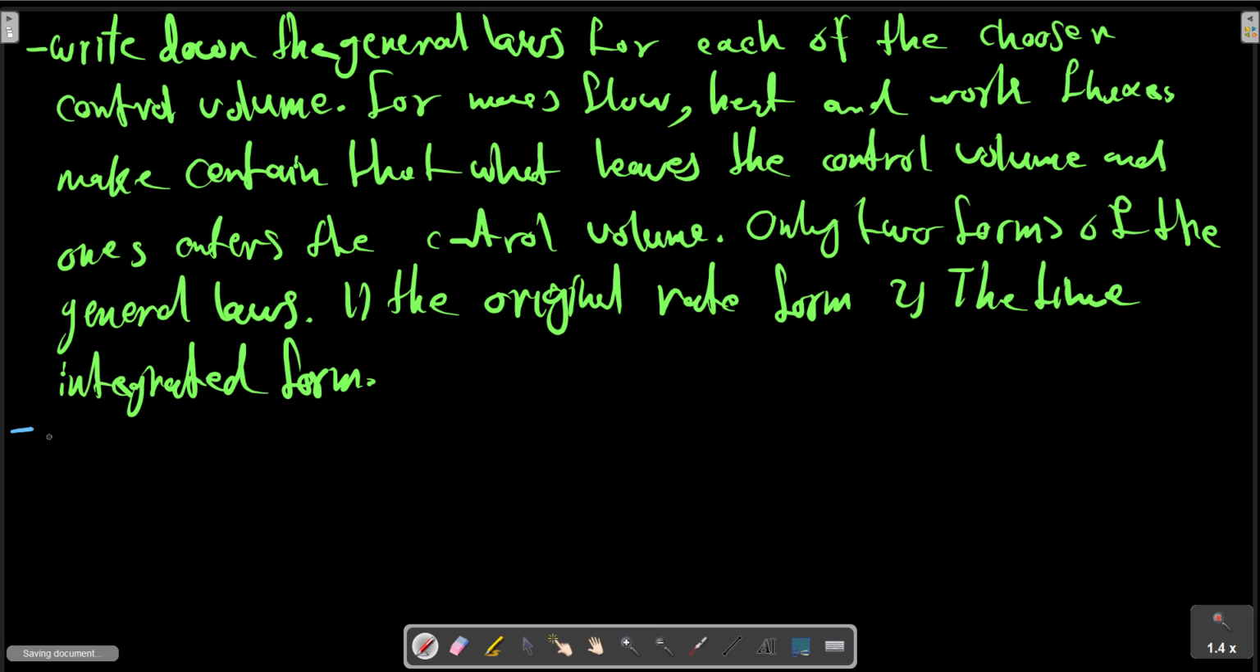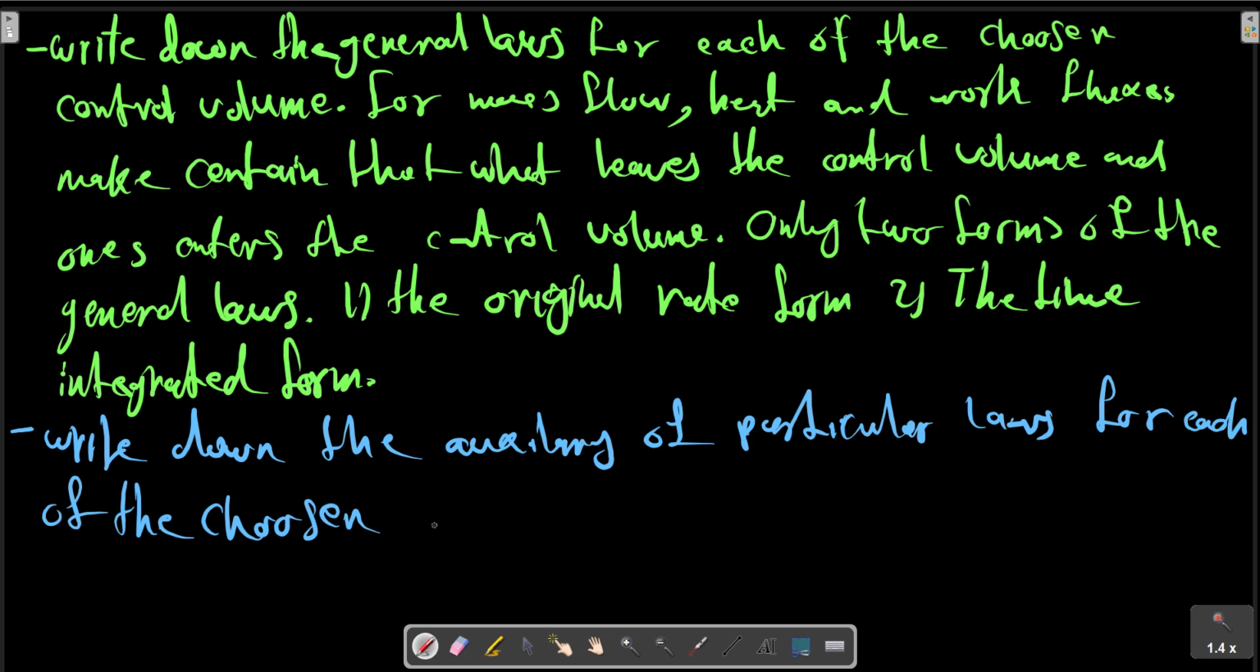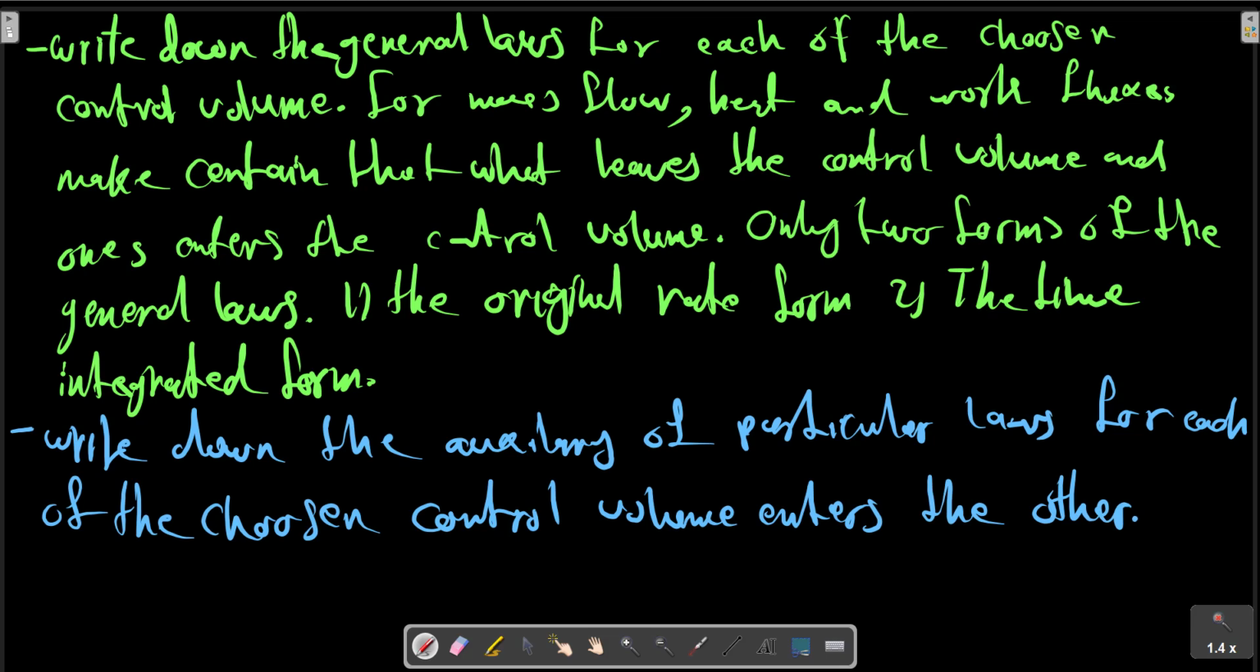Write down the auxiliary or particular laws for each of the chosen control volumes.